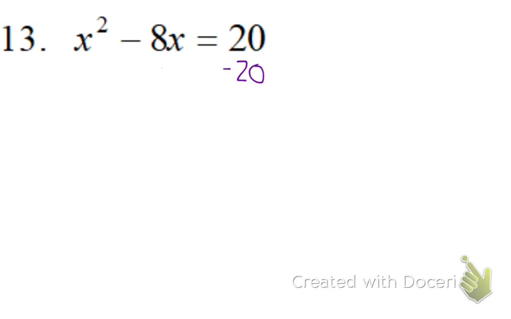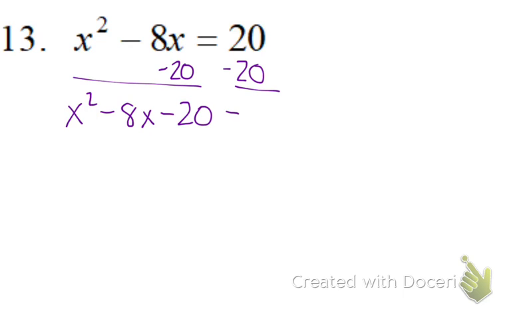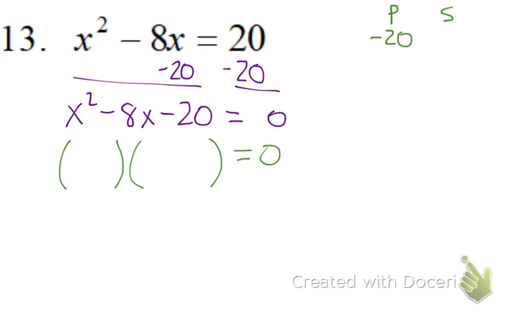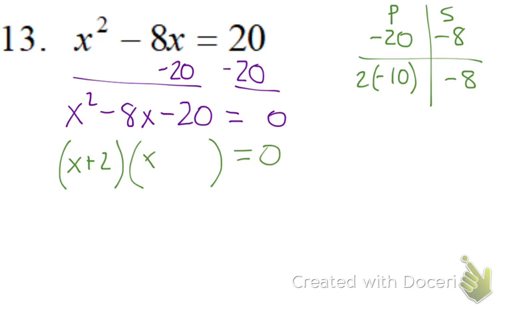Let's subtract 20. By the way, if you've learned completing the square and prefer to do it that way or the quadratic formula, you're welcome to. But this one will factor. On the left side, we've got a trinomial. A is 1, so we can do the shortcut. What two numbers multiply to get negative 20 that add to get negative 8? Pair that works is positive 2, negative 10. Gives you the right sum. So we'll have x plus 2, x minus 10.